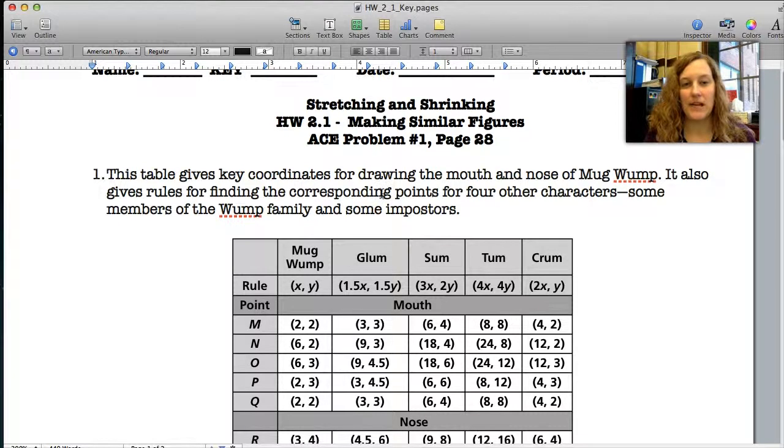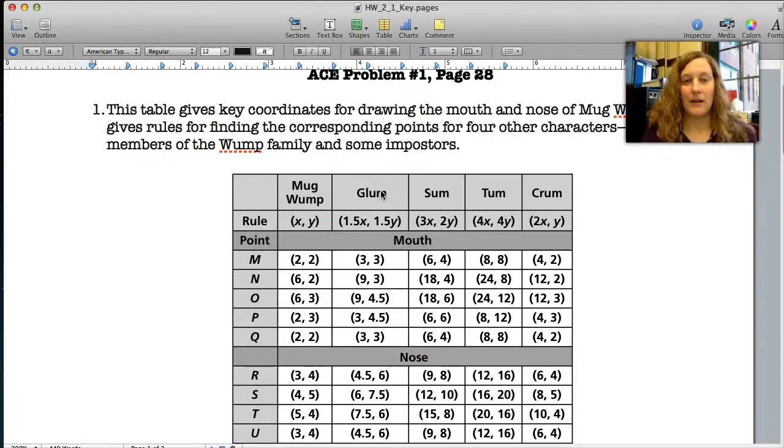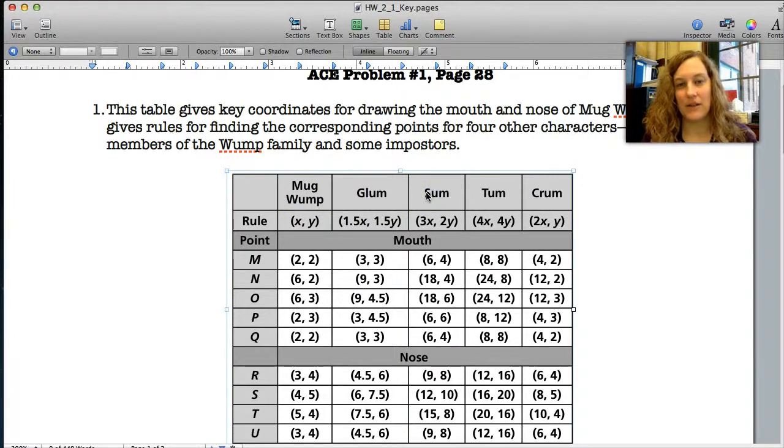They give you the table with the coordinates. And they tell you that glum is 1.5x and 1.5y. So glum is made by taking the mugwump and multiplying each of the values by 1.5. Sum is created by taking the values of mug and multiplying the x by 3 and the y by 2. Tum, you multiply both values by 4. And crumb, you only multiply the x by 2 and you multiply the y by 1. You leave it the same.